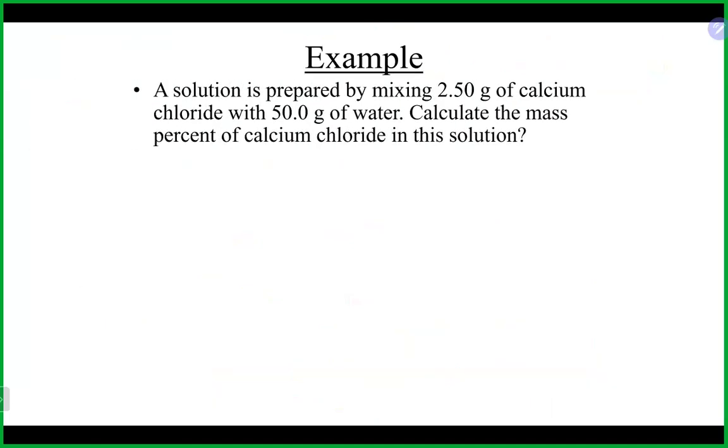So why don't we try one here? A solution is prepared by mixing 2.5 grams of calcium chloride with 50 grams of water. Calculate the mass percent of calcium chloride in the solution. So we're looking for what is the percent mass to mass here. Give it a go.